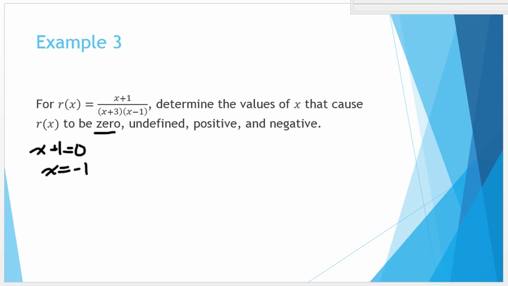Next, they ask us for when is the function undefined. So for the undefined values, now I need to see what makes the bottom of the fraction, and only the bottom, equal to 0. So I'm going to set both x plus 3 and x minus 1 equal to 0. So in this case, my solutions will be -3 and +1.